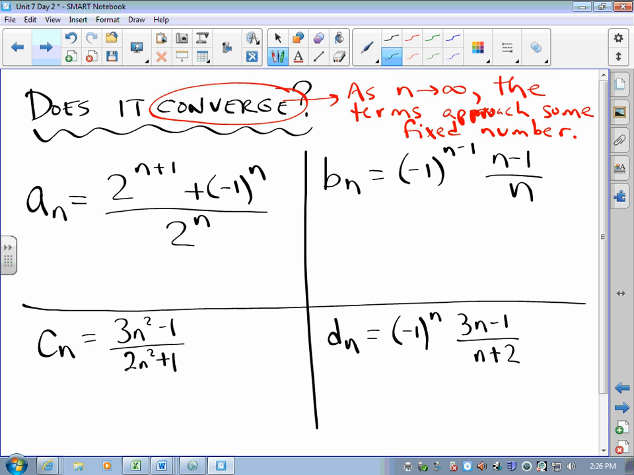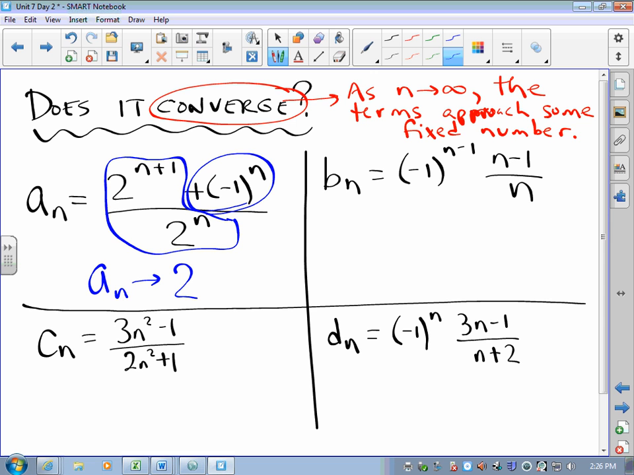Here's the way this goes. A sub n. What happens? The numerator gets bigger and bigger, but this part has little effect. So let's ignore this entirely and see what happens to the rest. The numerator is getting larger and larger, the denominator is getting larger and larger, and sure enough, A sub n approaches the number 2. And so the answer to that question is yes, that sequence converges.